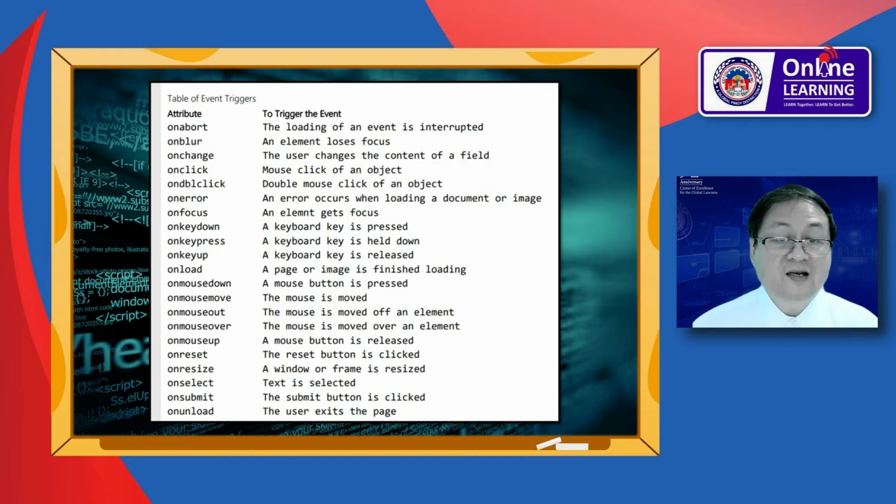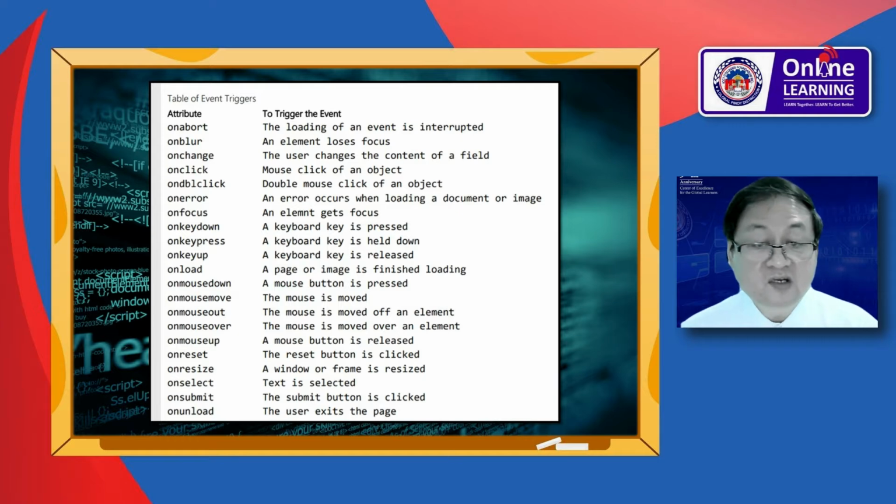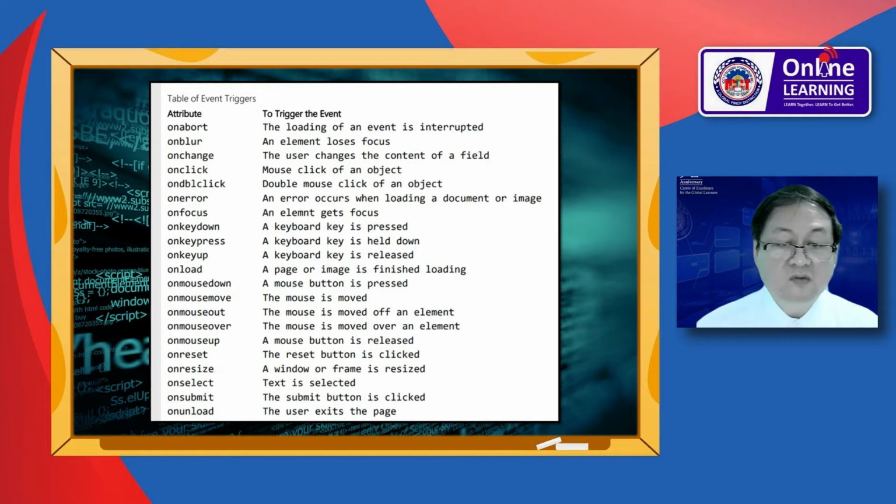onfocus, an element gets focus. onkeydown, a keyboard key is pressed. onkeypress, a keyboard key is held down. onkeyup, a keyboard key is released. onload, a page or image is finished loading. onmousedown, a mouse button is pressed. onmousemove, the mouse is moved. onmouseout, the mouse is moved off an element. onmouseover, the mouse is moved over an element.